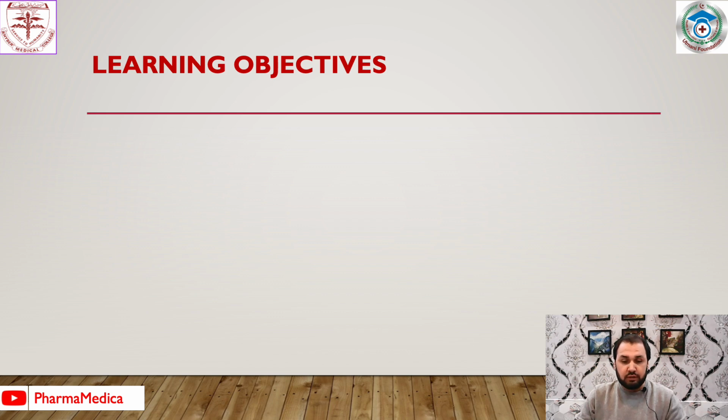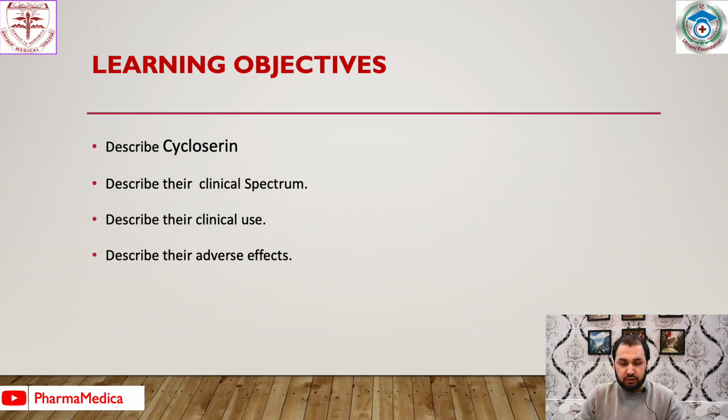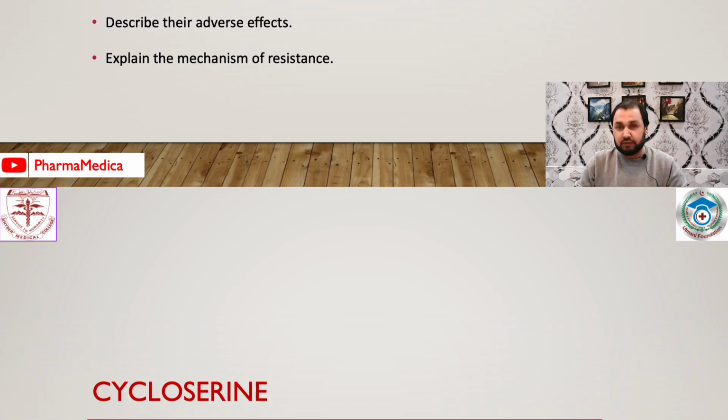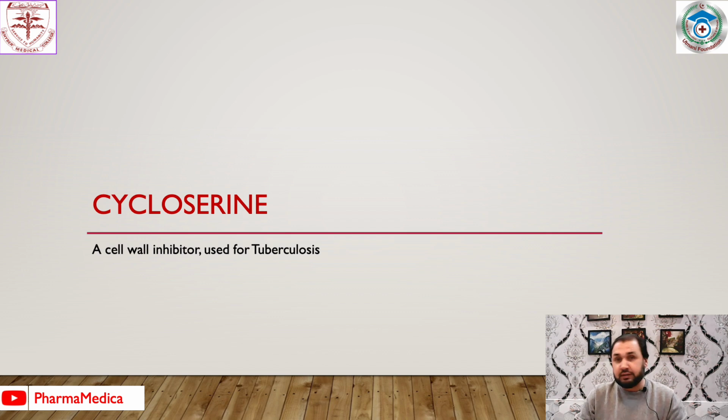What are the learning objectives for today? I'd like to describe cycloserine, its clinical spectrum, clinical uses, adverse effects, and of course its mechanism of action and mechanism of resistance. Why are we discussing cycloserine here? Because it's a cell wall inhibitor, and we have started the series from the cell wall inhibitors: the penicillins, cephalosporins, vancomycin, and fosfomycin, and we are also discussing cycloserine in this group.